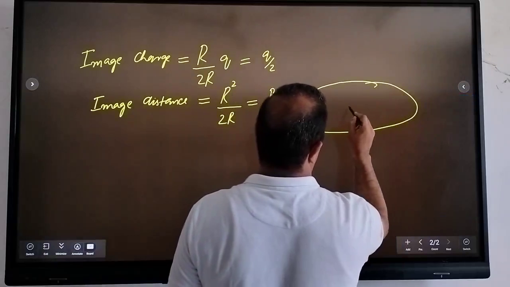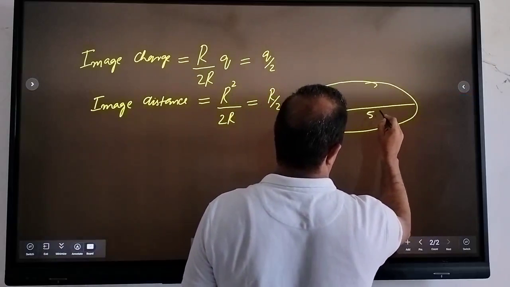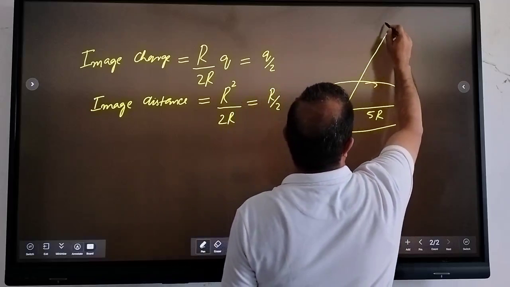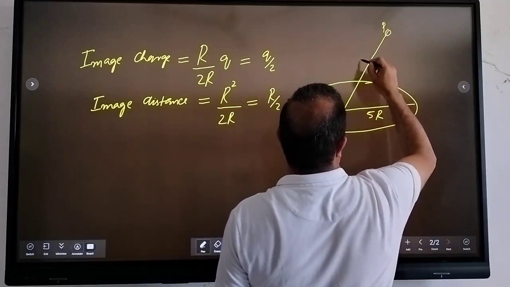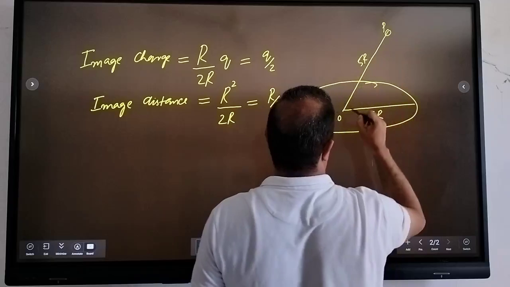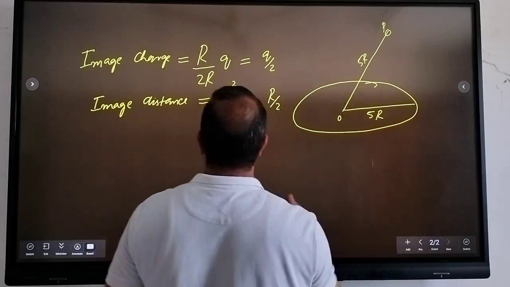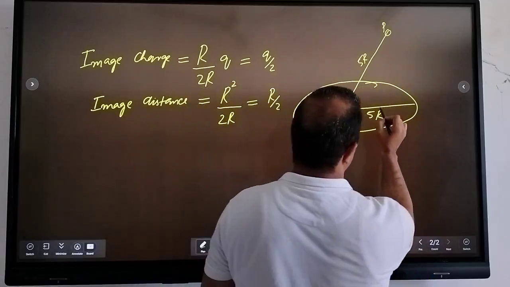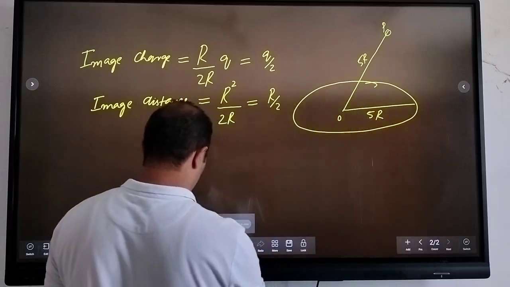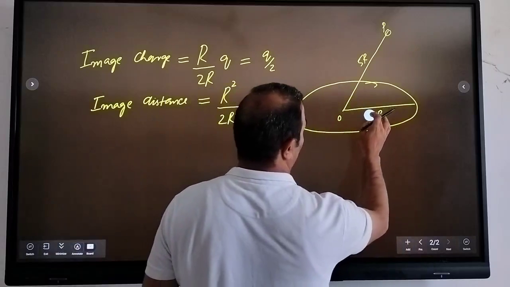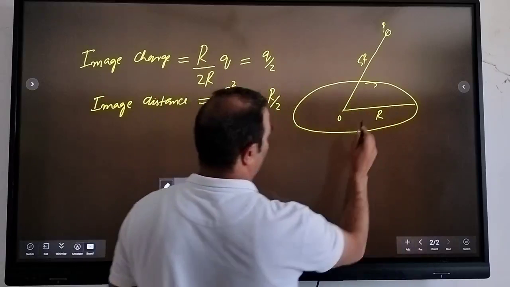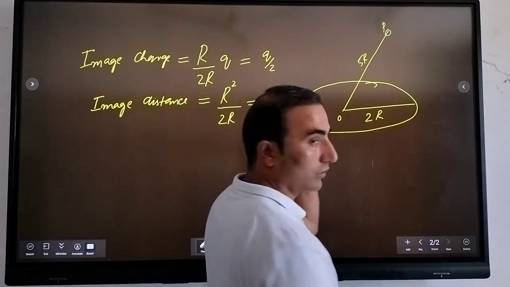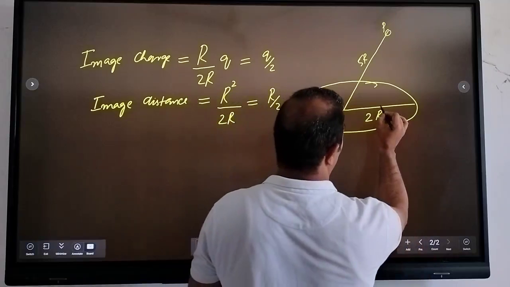So this is our 5r and this is point P, which is located at a distance of 5r, and we have to take the image charge at what distance, r by 2. So suppose this is, sorry, this is that 2r, okay 2r. So at what distance do we have to place the image charge? At a distance of r by 2. Suppose this is r here, so this will be r by 2.